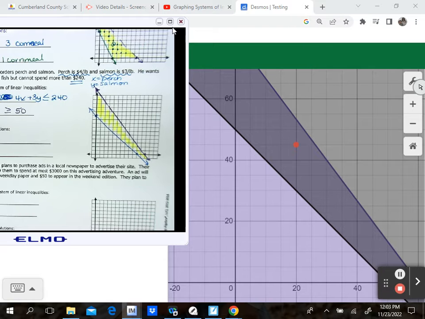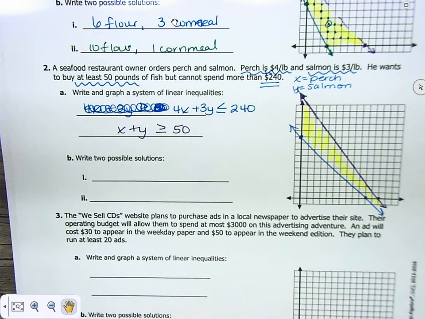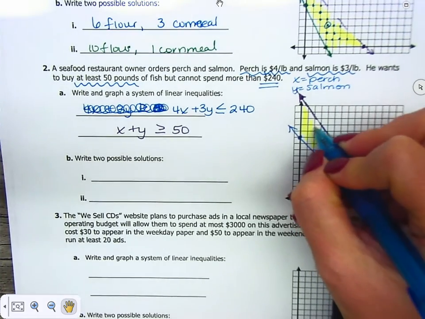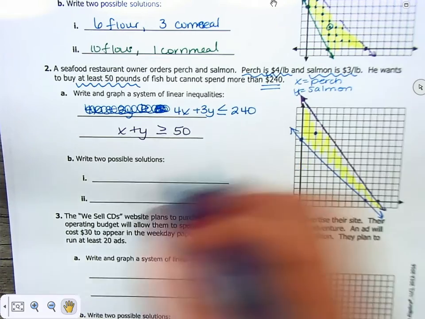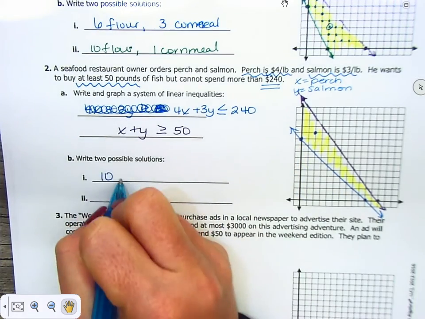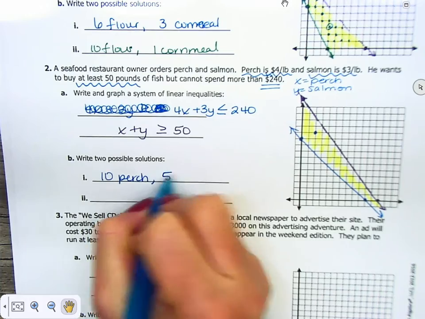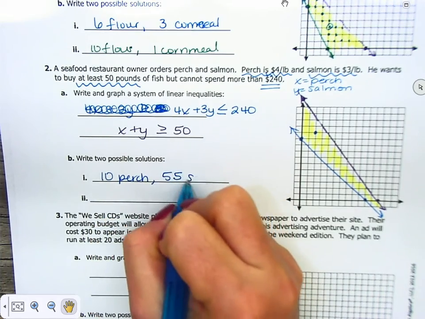All right, so let's go back to here. Again, we said a couple of options were, I went by fives, so any of these will work. Let's pick this one. So that's 10 and 55, I believe. So 10 perch and 55 salmon.